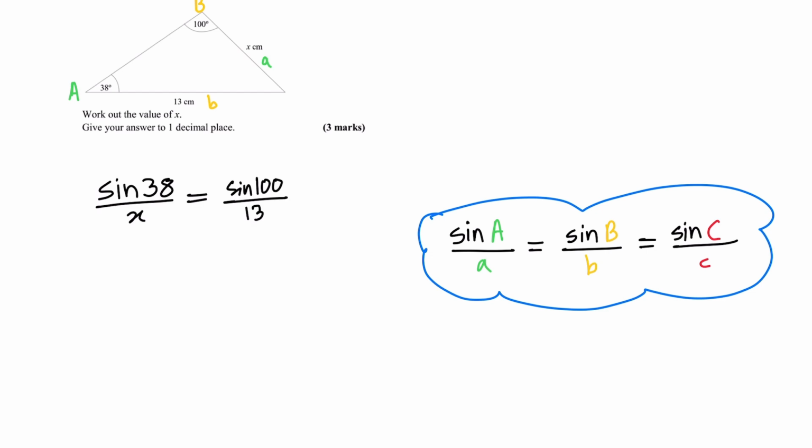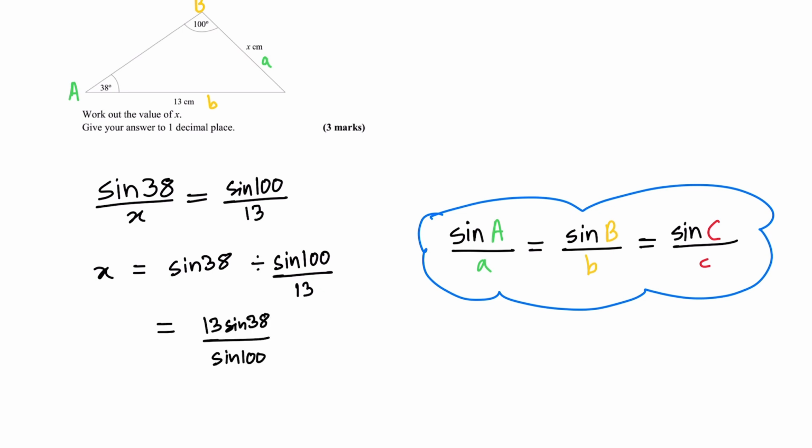So all we have to do now is sine 38 over x equals sine 100 over 13. So I've just done sine A over a equals sine B over b. And if you rearrange that for x, we get x equals 13 sine 38 over sine 100. And then if we solve that, we get x equals 8.1 centimeters to one decimal place. This is a very simple question. All we have to do is just sub numbers in.